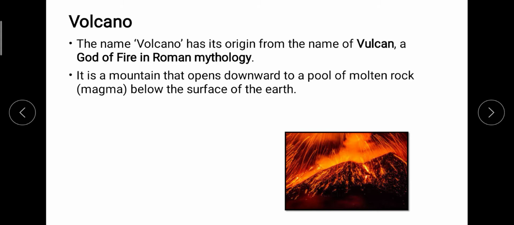Whereas this particular term, volcano, comes from Roman mythology, and the term taken from Roman mythology is Vulcan, which means the god of fire. Because whenever we see the eruption of a volcano, we always see a huge amount of fire and high temperature surrounding that area. So that is how we say it is a terminology which we have taken from the Roman mythology.